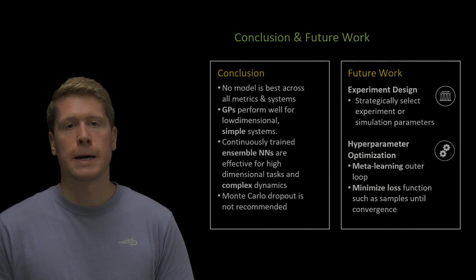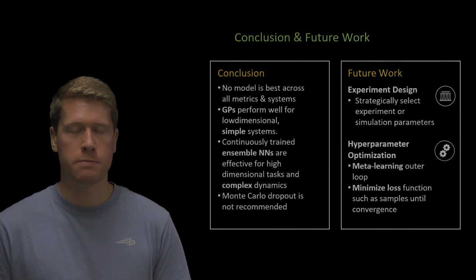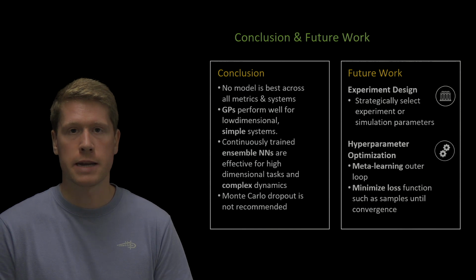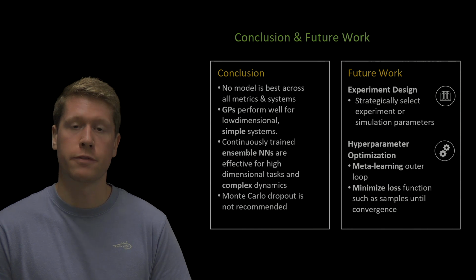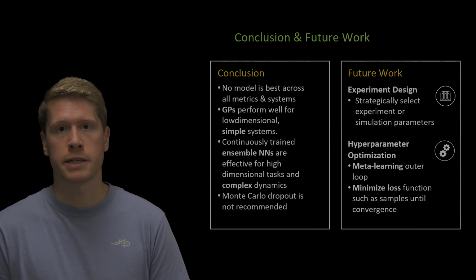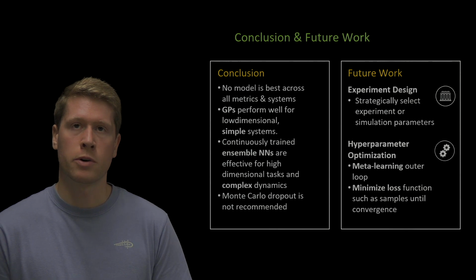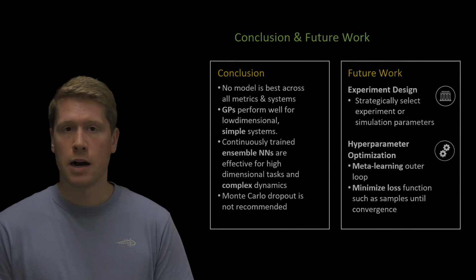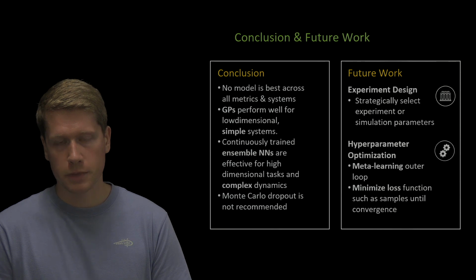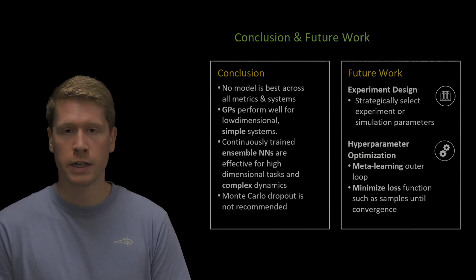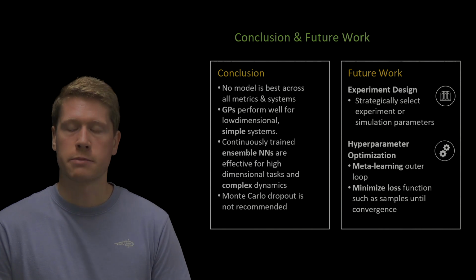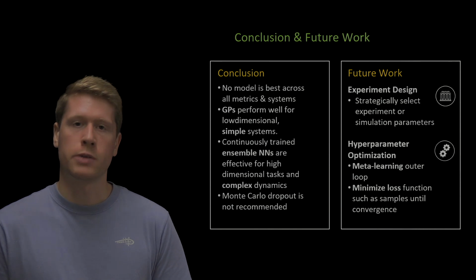To conclude, no model works best across all systems and metrics. Gaussian processes are a really solid choice for the more simple systems with less complex dynamics, but for high-dimensional and complex dynamics, ensemble neural networks, especially with continuous training, are a really good alternative. And Monte Carlo dropout neural networks we don't recommend for active learning for system identification, especially when acting in the latent space.